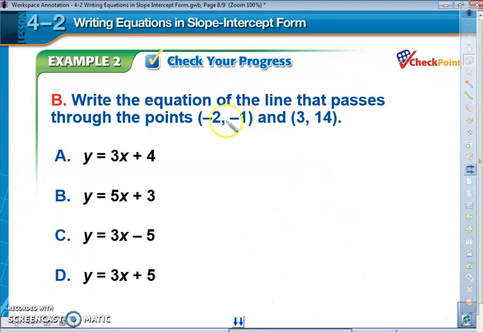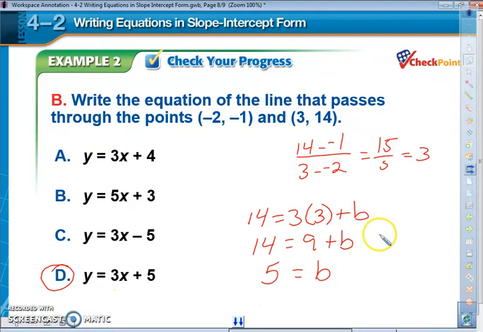Okay. Again, just another example. I'll let you work through that. Leave it up for just a second so you can practice. Okay, so when I worked it out, I came up with the answer choice D right there.